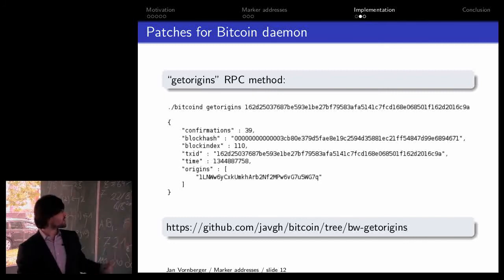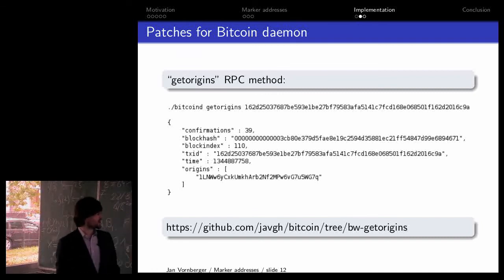Origins, you can see in this case, it's just one address that funded this transaction. And this address is actually the marker address of Mt. Gox, so you know that this transaction came from Mt. Gox.